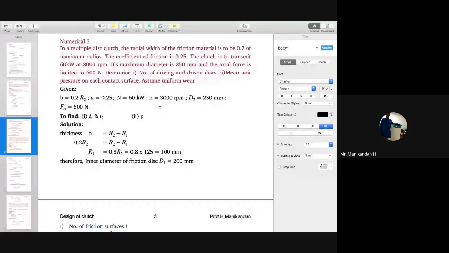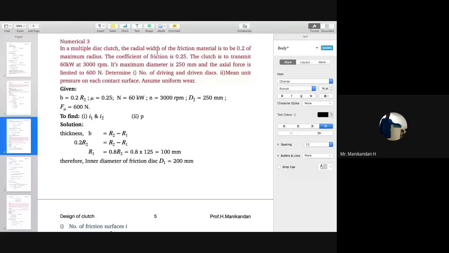They have told the radial width. So here radial width means we have inner and outer diameter. So the distance between inner and outer diameter in a concentric circle, we call it as width, radial width. So I assume the symbol for radial width is B. So they have given B is equal to 0.2 maximum radius. Maximum radius is the outer radius, right? So B is equal to 0.2 into R2 and coefficient of friction mu is equal to 0.25.